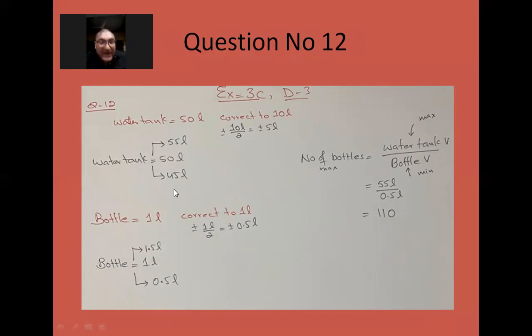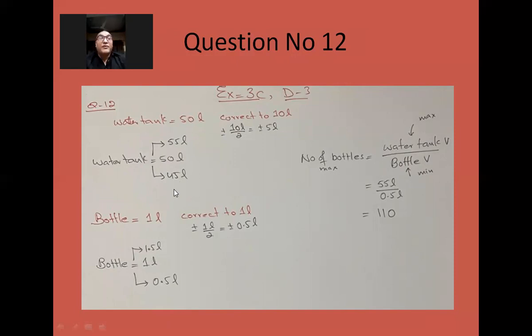Now they are talking about bottles. He says each bottle is 1 liter, and that is correct to 1 liter. So I will divide 1 liter by 2. I will get plus minus 0.5 liter. So your main measurement is the volume of the bottle, that is 1 liter. I will add 0.5 liter to it.